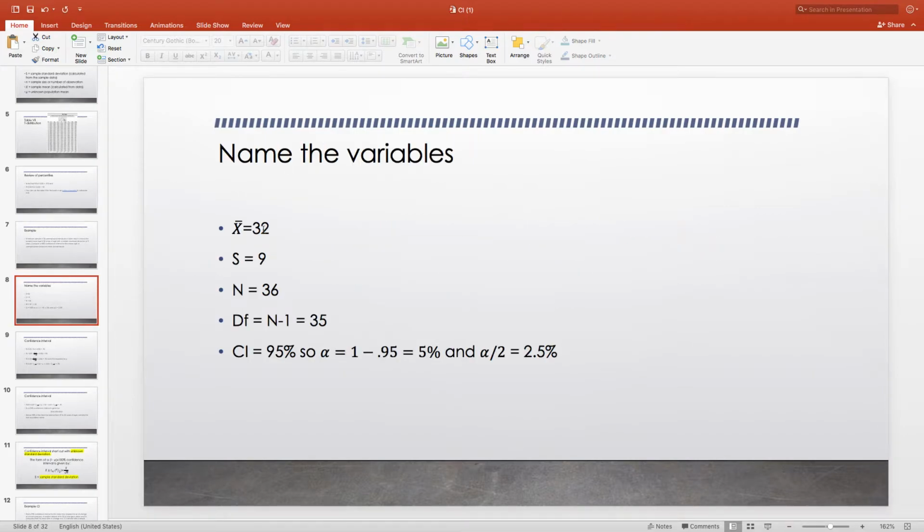And the first thing I'm going to do is just identify the given information. I have the sample average is 32, the sample standard deviation is 9, the sample size is 36. I have a 95% confidence interval, so alpha over 2 is 2.5%. And I'm going to talk a little bit more about what this 2.5% represents. That's alpha over 2. Okay, but let's proceed with the confidence interval.